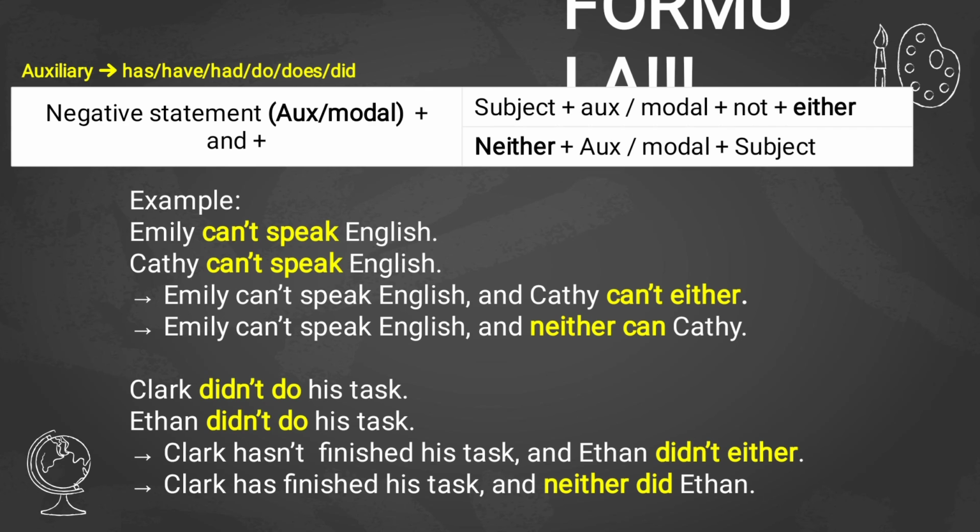The example, Emily cannot speak English, Kathy cannot speak English. Emily cannot speak English and Kathy can't either. Emily can't speak English and neither can Kathy. Okay, neither diikuti dengan auxiliary atau modal yang positif. And then Clark didn't do his task. Ethan didn't do his task. Okay, sorry, it should be Clark didn't do his task and Ethan didn't either. Clark didn't do his task and neither did Ethan.